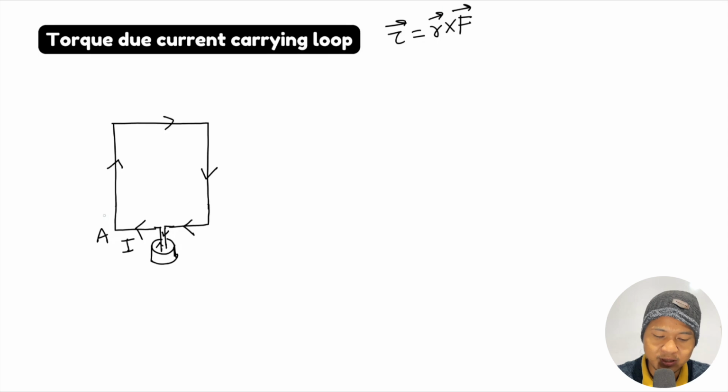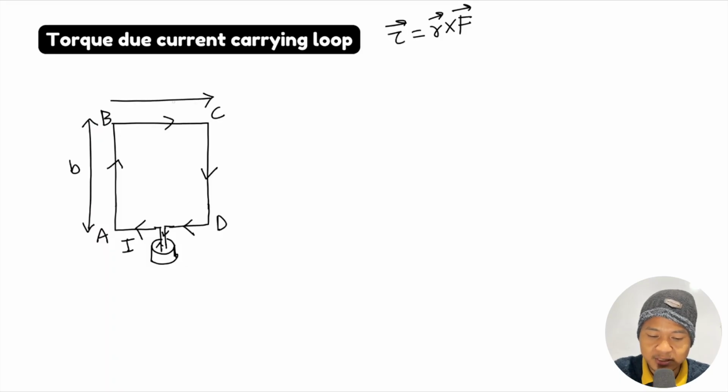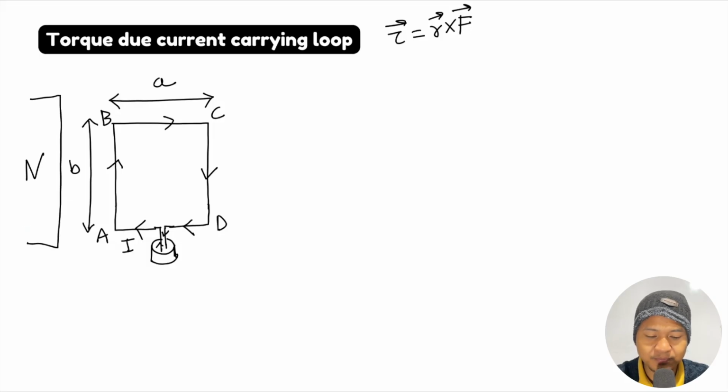So let's say the points are A, B, C, D. It's a rectangular loop. I'm going to place this loop inside an external magnetic field. Suppose let's say this is the north pole, and this is the south pole, two permanent magnets, which produce a magnetic field.